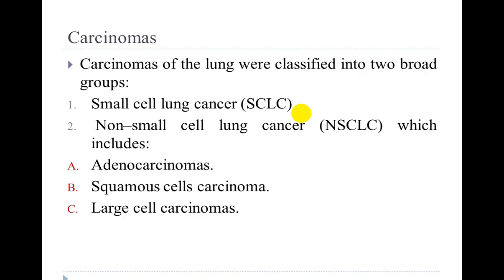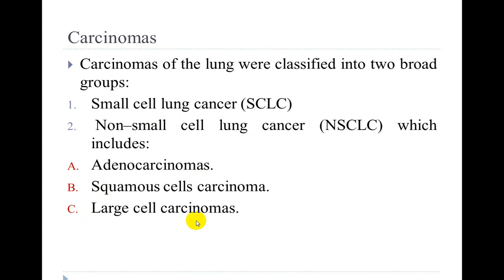As we said previously, we will focus on the carcinomas as they form the vast majority of the pulmonary tumors. Carcinomas of the lung can be broadly categorized into two categories. First is small cell lung cancer and non-small cell lung cancer. What is non-small cell lung cancer? It includes the adenocarcinomas, squamous cell carcinoma, and the large cell undifferentiated carcinoma.